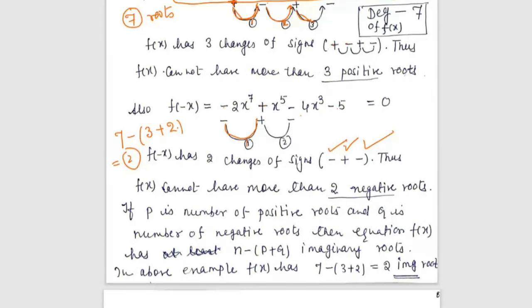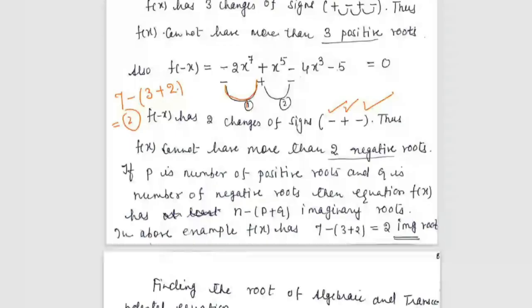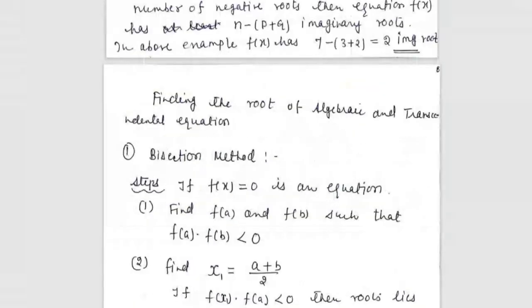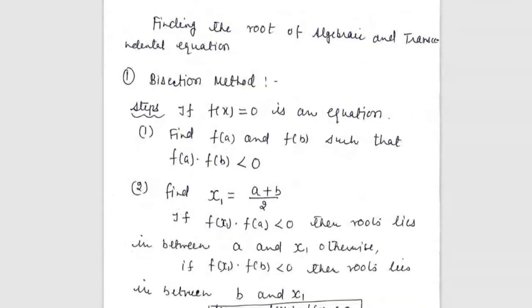So please note all these steps because these steps work in your competitive examination. You can find the answer fast because you have knowledge about Descartes' rule. If the degree of the function is odd, it must have at least one real root. If you follow all these small tips, surely you will find your answer very fast. Now see the remaining method for the algebraic and transcendental equation, which is the bisection method.